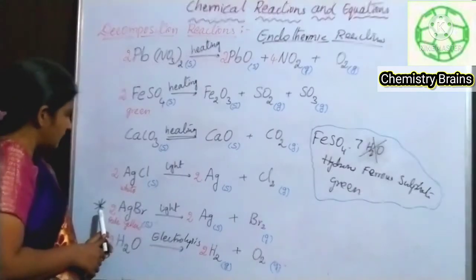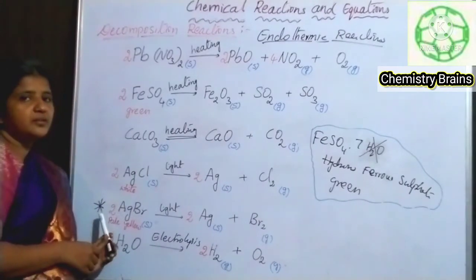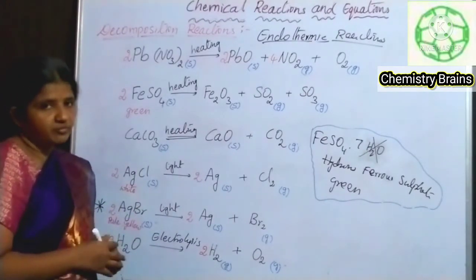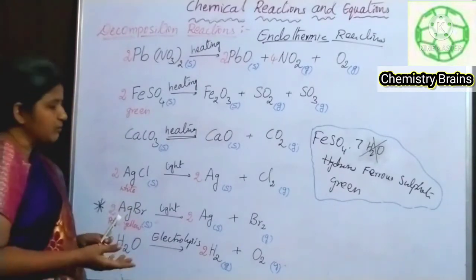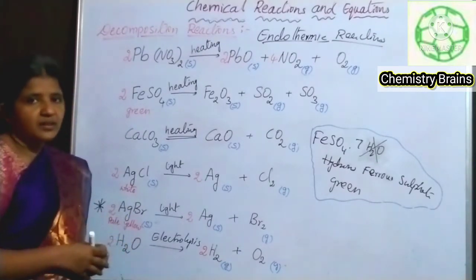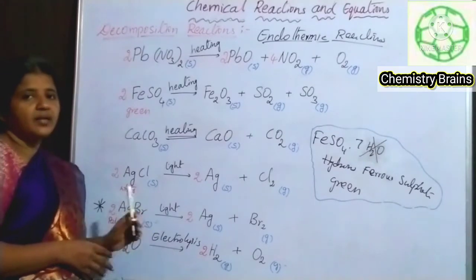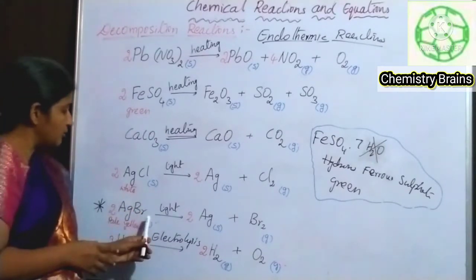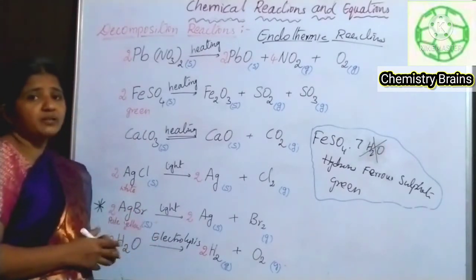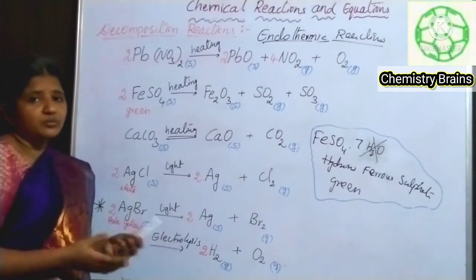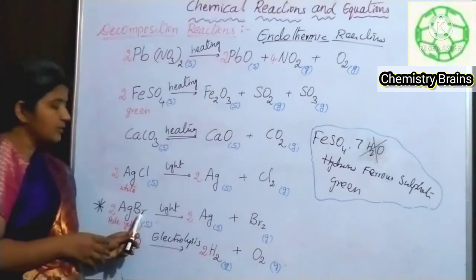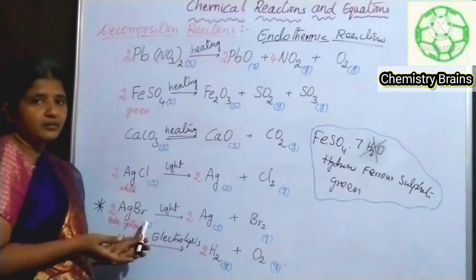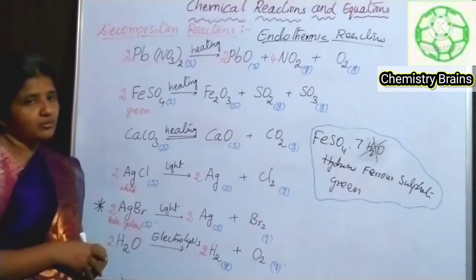Okay beta, this is an important reaction. It is used in black and white photography. Sometimes the question will be given like this: what is the use of this decomposition of silver bromide reaction? Where will it be used? The answer is, it is used in black and white photography.